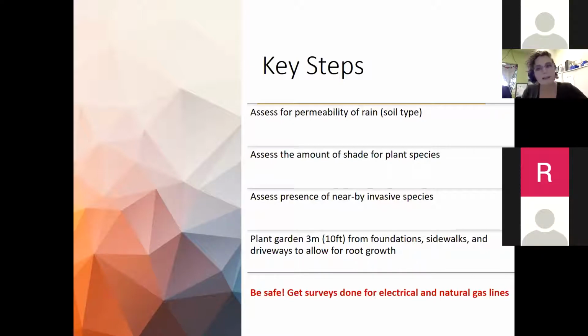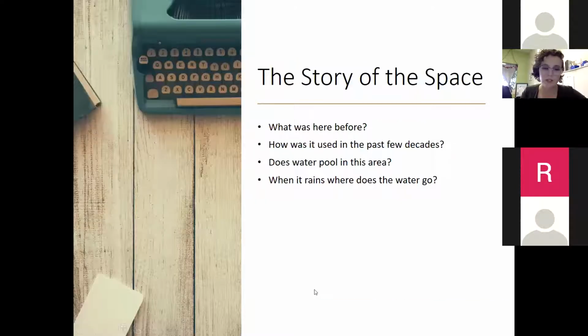Next, I like to think of the story of the space. So questions like, what was here before? How was it used in the past few decades? And maybe even further. Does water pool in this area? Where? And when it rains, where does the water go?